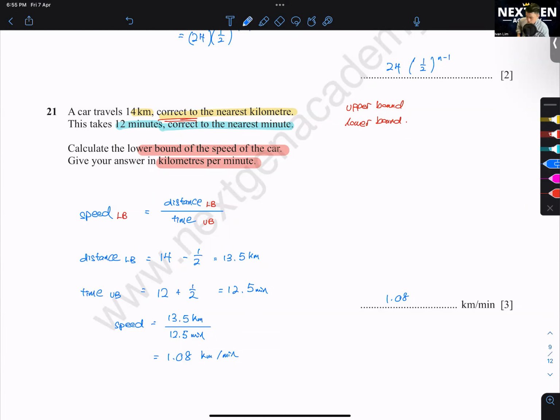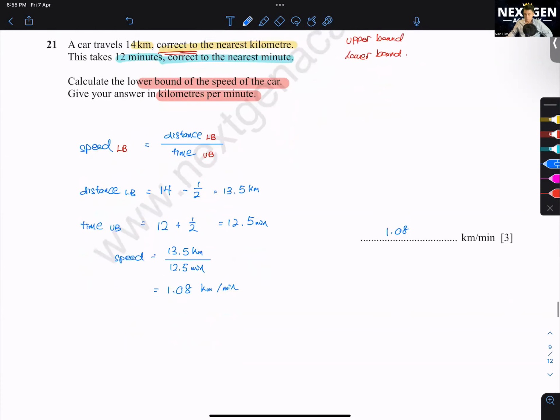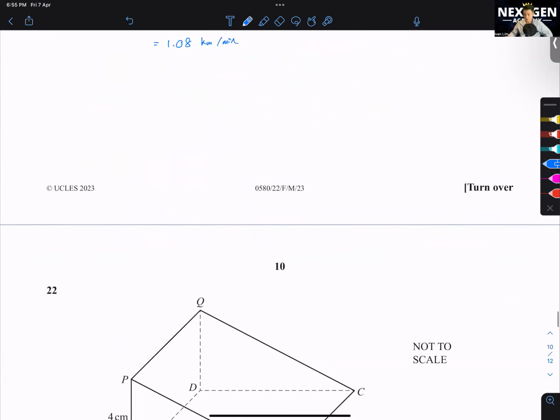All right, clear on this? Upper bound, lower bound question. Screenshot this if you want. I'll send this to you all also later.